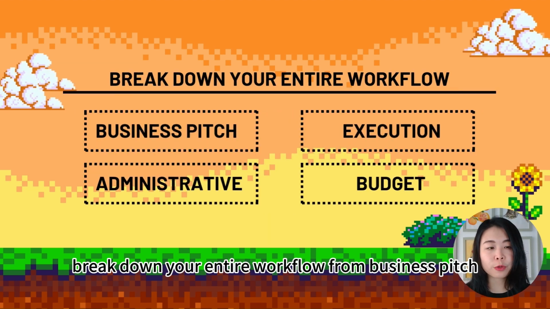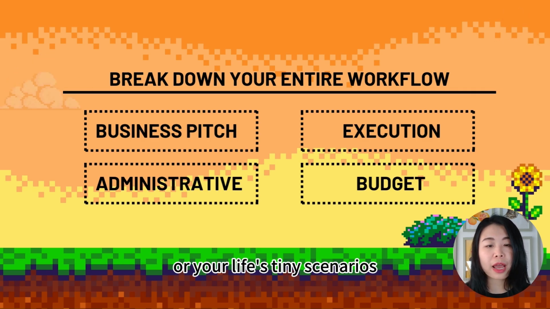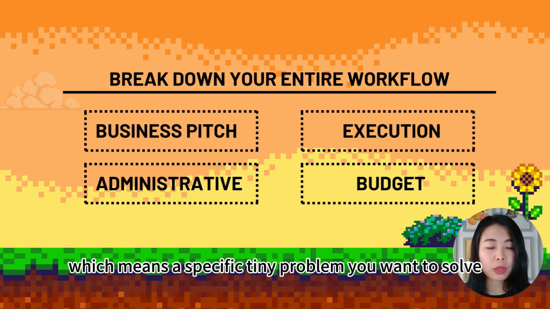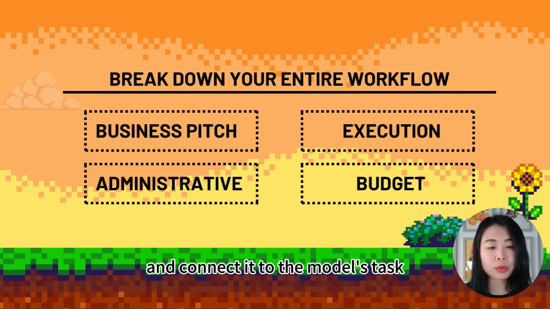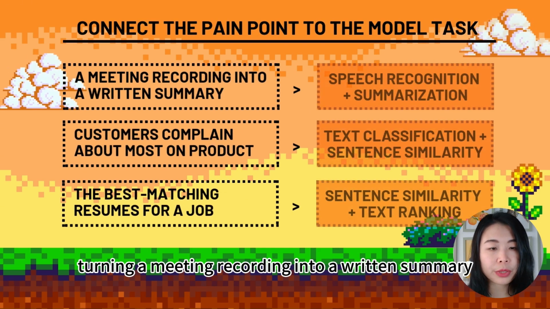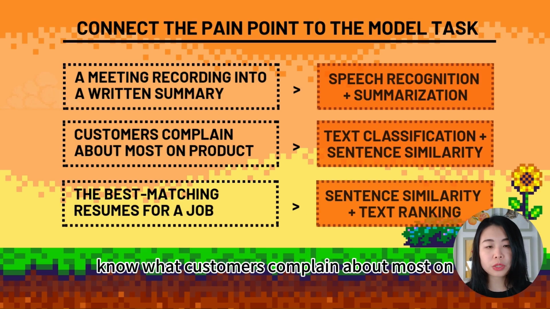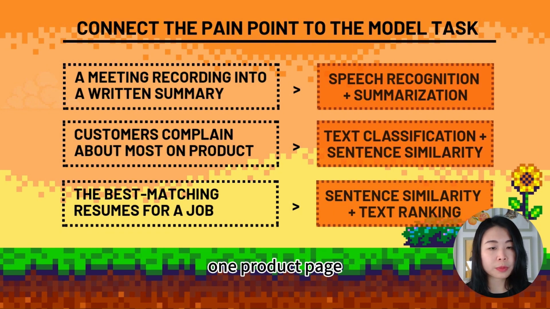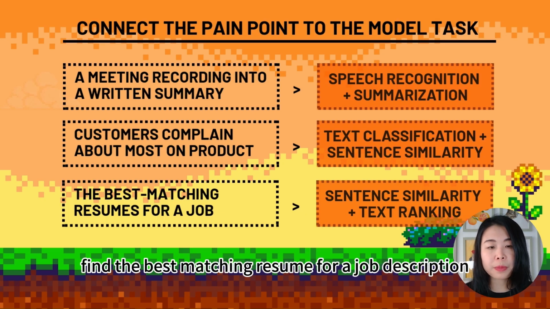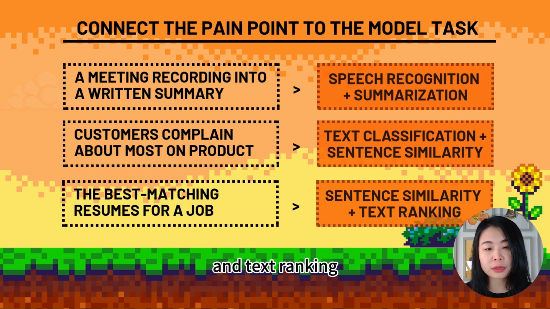Second step, make the connection between model tasks and your own workflow or your life experience. Break down your entire workflow from business pitch to execution, from administrative to budget, or your life's tiny scenarios. Then find the pain point, which means a specific tiny problem you want to solve, and connect it to the model's task you saw on Hugging Face. Like turning a meeting recording into a written summary, so that might connect with automatic speech recognition and summarization. Knowing what customers complain about most on one product page might connect with text classification and sentence similarity. Finding the best matching resume for a job description might connect with sentence similarity and text ranking.